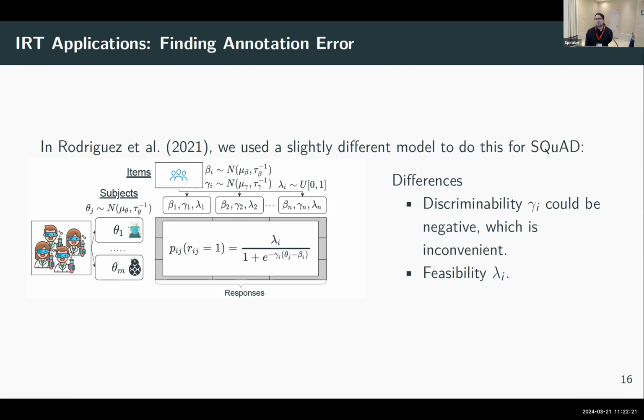No, we talked about this a bit during the break, but in this kind of setting where you're trying to find annotation error, do you need 3 annotations per sample, or more? How many items do you need to have a reliable model for this purpose?